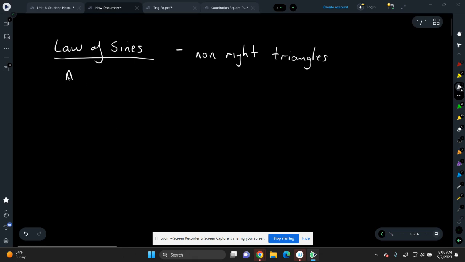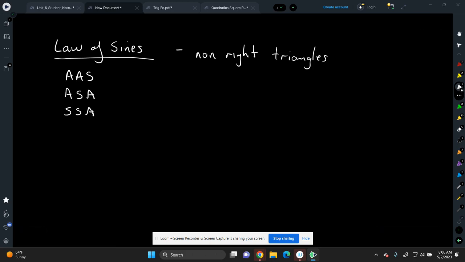So we're talking about angle, angle, side; angle, side, angle; side, side, angle. These are the three triangles that we would use the law of sine to solve. And what we mean by solve is, when we say solve a triangle, we mean find all the missing parts. Find all three angles and find all three sides, okay?